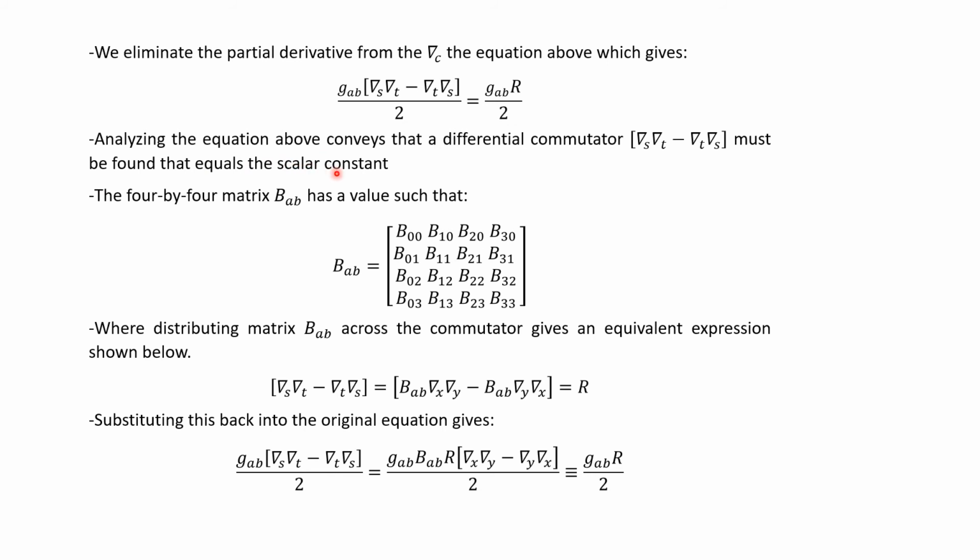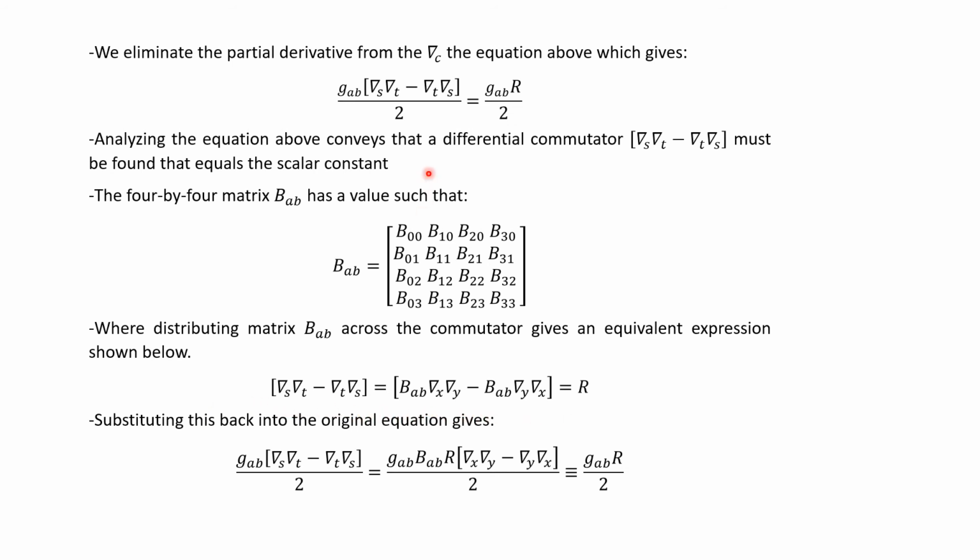Analyzing the equation above conveys that a differential commutator of this must be found that equals the scalar constant. The 4x4 matrix B has a value such that, so we see this matrix here, this 4x4 matrix, where distributing this matrix across the commutator gives an equivalent expression as shown below. So we multiply that and we have this expression here.